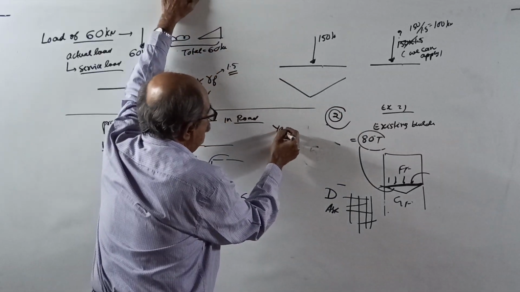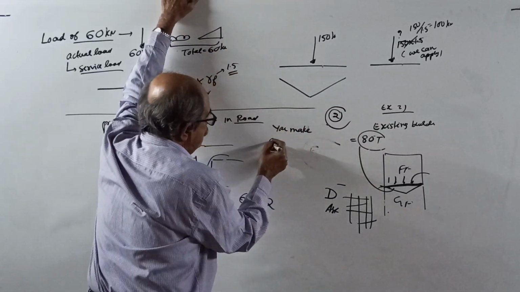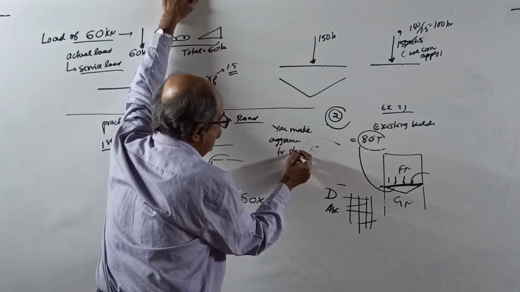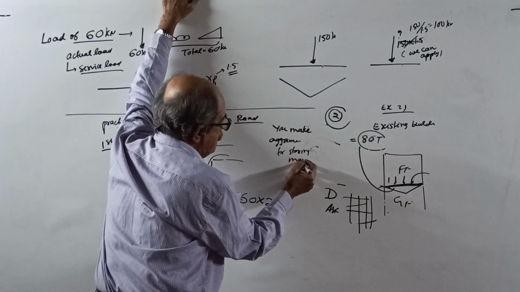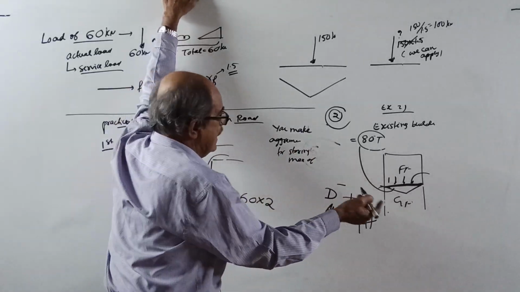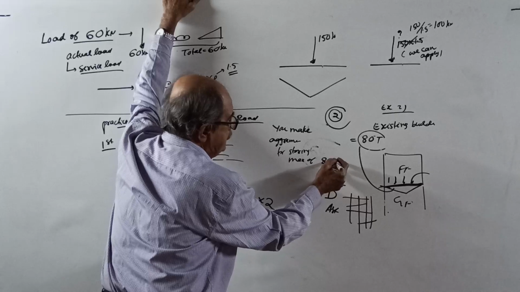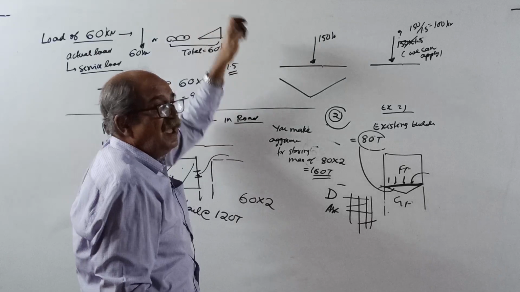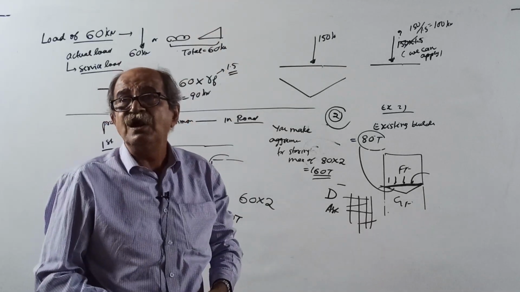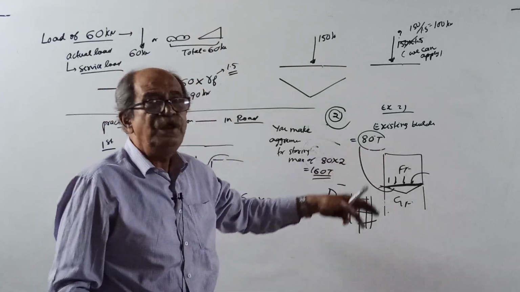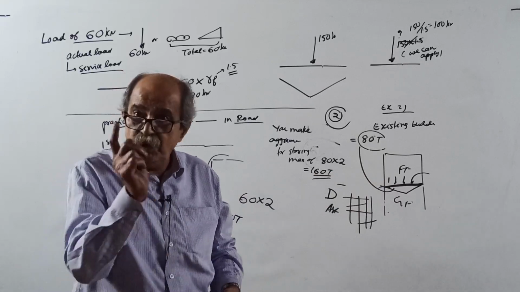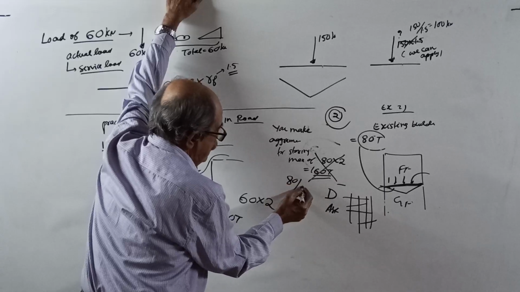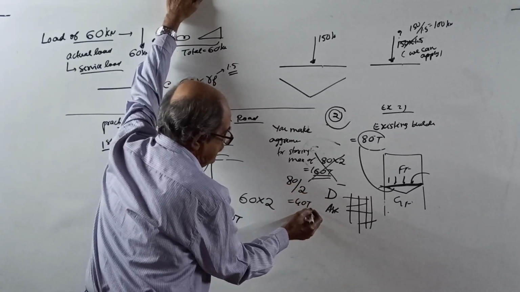Therefore, you make an agreement for storing a maximum of how much? In the class I will tell: 80 multiplied by 2 equal to 160 tons. Again students will start shouting, sir, no sir. Why? Sir, this time 80 is the collapse load. So divide. Good. So, 80 divided by 2 equal to 40 tons.